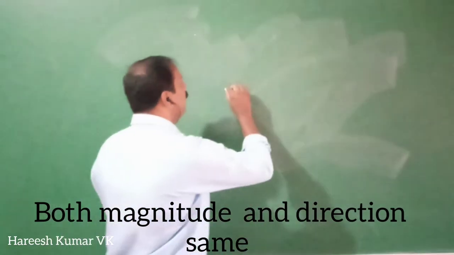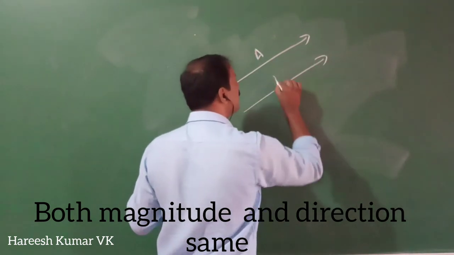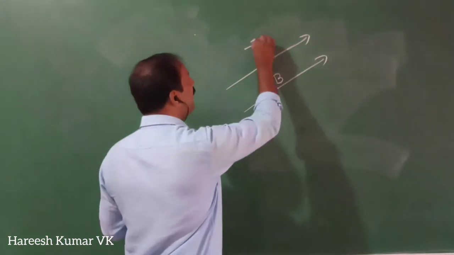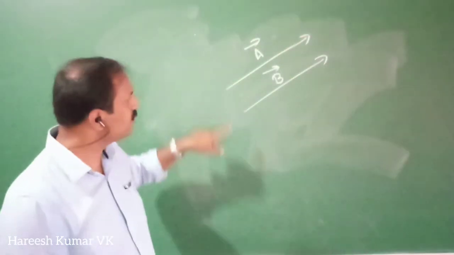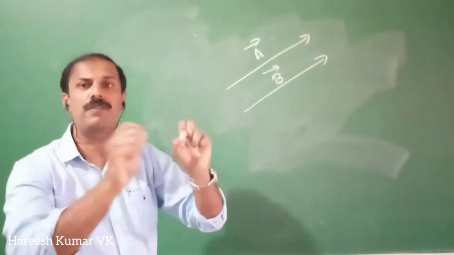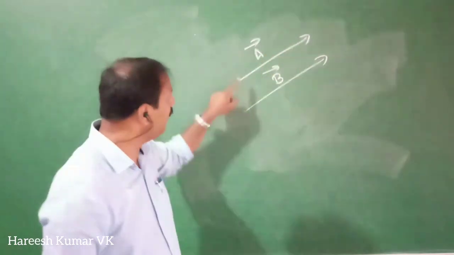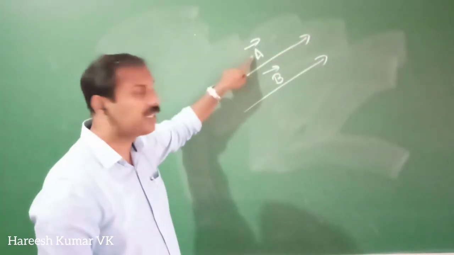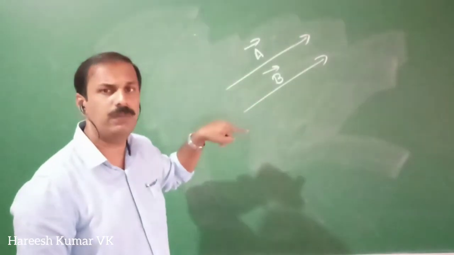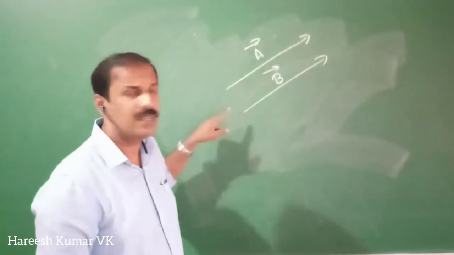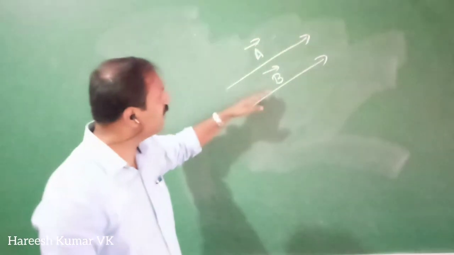For example, if your vector A is like this and vector B is like this, then this vector A and vector B, these two are equal because their magnitude of a vector is the length of the vector. When you are drawing this vector like this, the length shows the magnitude. So this is vector A and this is vector B. So vector A and vector B are equal because their length is same, and their length same means its magnitude is same, and they are in the same direction.